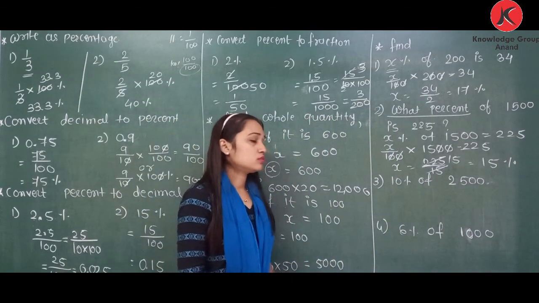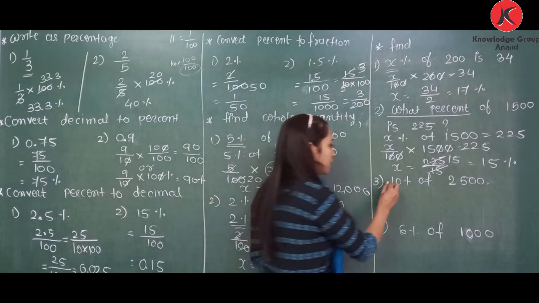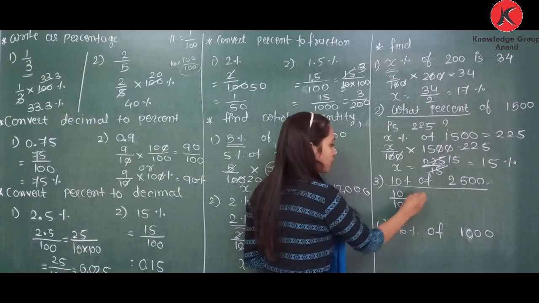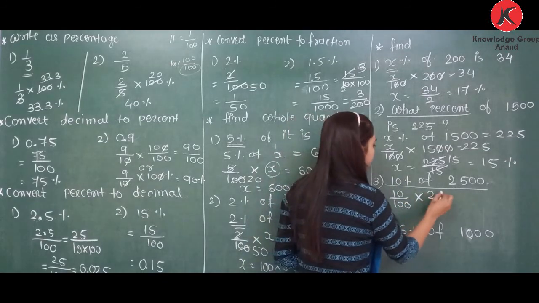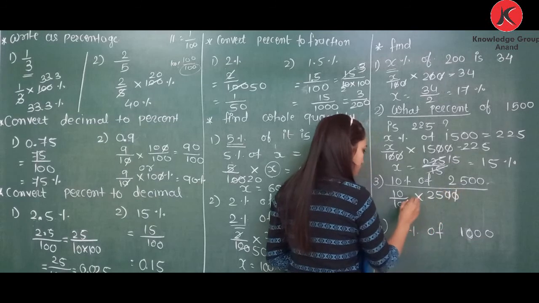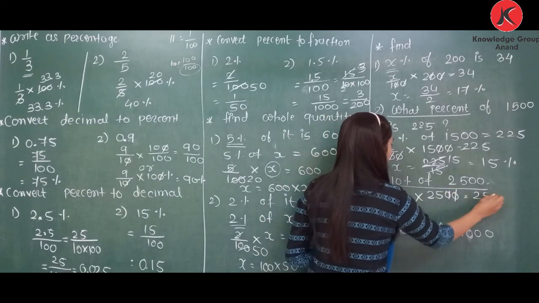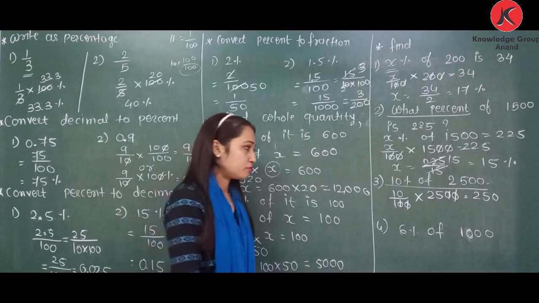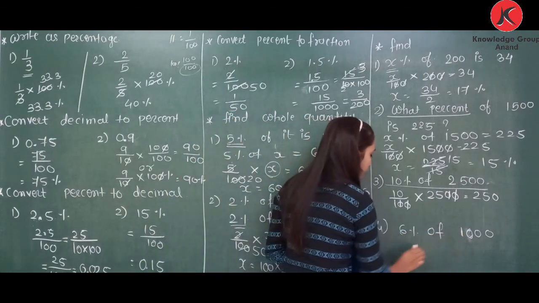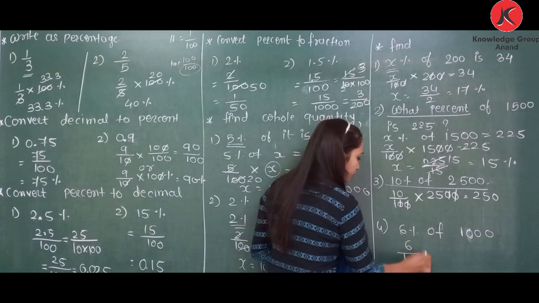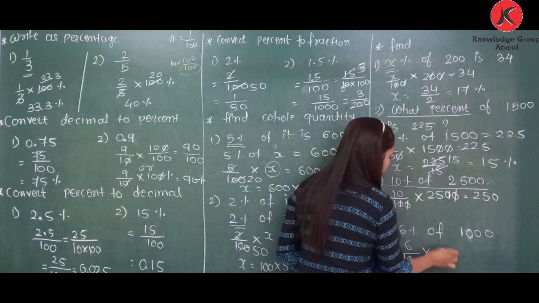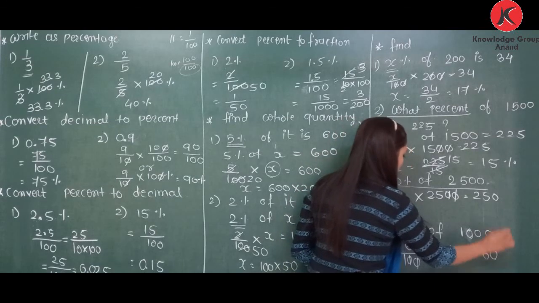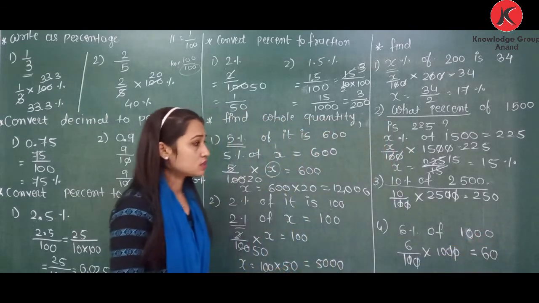10% of 2500. We need to find 10% of 2500. So we can write 10% means 10 by 100. Of means multiplication, 2500. The 0s will be cancelled. So it is 250. So 10% of 2500 is 250. 6% of 1000. So we can write 6 by 100 multiplied by 1000. So the 0s will be cancelled. So it is 60. So 6% of 1000 is 60.